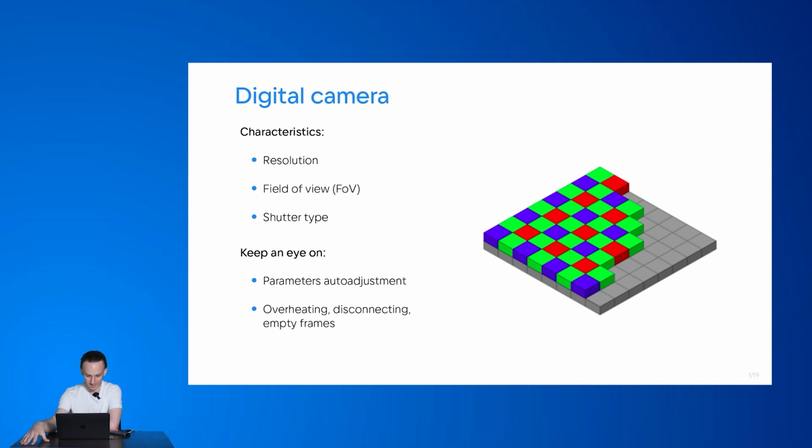And the third thing that I am going to cover is the shutter type. It is the type of the start of the exposure, so to say. We can expose all the photosensitive matrix at the same time, or we can start exposing the photosensitive matrix row by row. And those two types of shutter have their pros and cons, and we will cover them later.